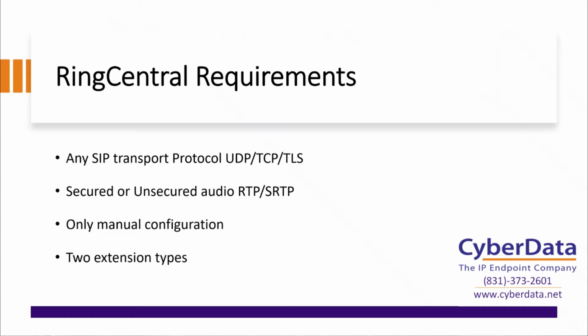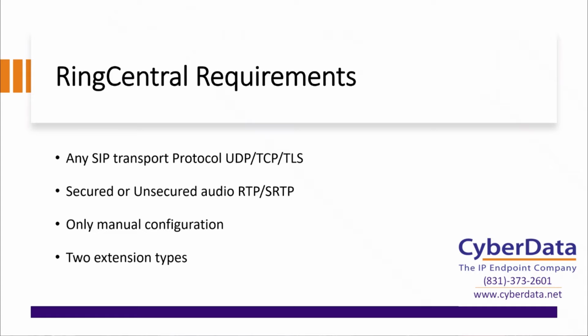So you can use any of the different SIP transport protocols, UDP, TCP, or TLS, as well as either secured or unsecured audio being RTP or SRTP. RingCentral would recommend, as would CyberData, that if your device supports TLS and SRTP, go ahead and use that, because more security is always better than less security. But if you're using one of our older legacy devices that doesn't support that, or you're using a model that just doesn't support it, no problem. You can still use that equipment on RingCentral, which is nice comparatively to other platforms where it's a non-mover. You just can't use that equipment.